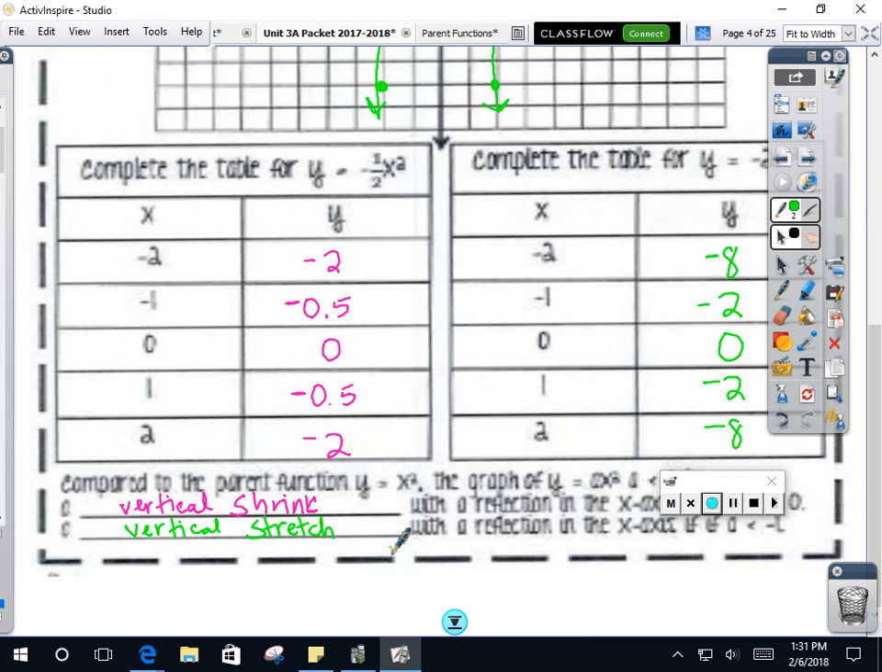Okay, once you've written that, go ahead. Well, you don't have to turn a page. Yours is on the same page. Now we're going to talk about what happens when you add a number to the side, out to the side of x squared.